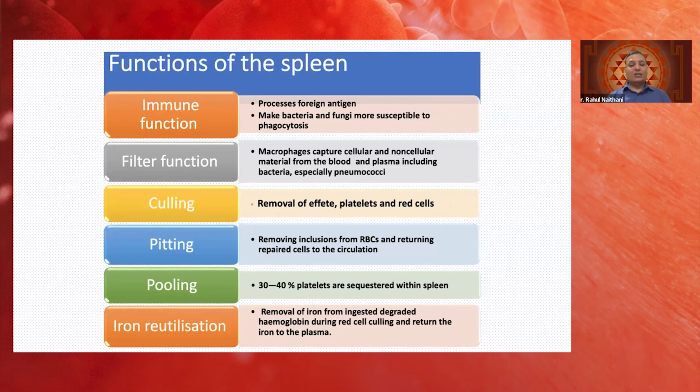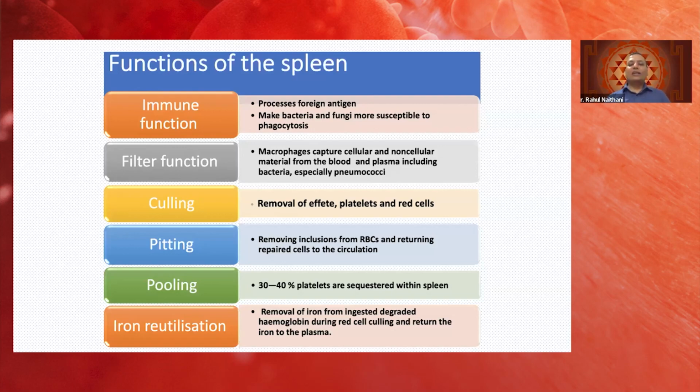Pooling: the spleen is a major reservoir. 30 to 40% of platelets are sequestered within the spleen, and a large neutrophil pool is also available within the spleen. And this is the reason that we see post-splenectomy thrombocytosis or leukocytosis in these patients. Iron reutilization: removal of iron from ingested, degraded hemoglobin during red cell culling, and then returning the iron to the plasma. So broadly, quality control of the red blood cells, the immune functions, the filter functions, and iron reutilization.